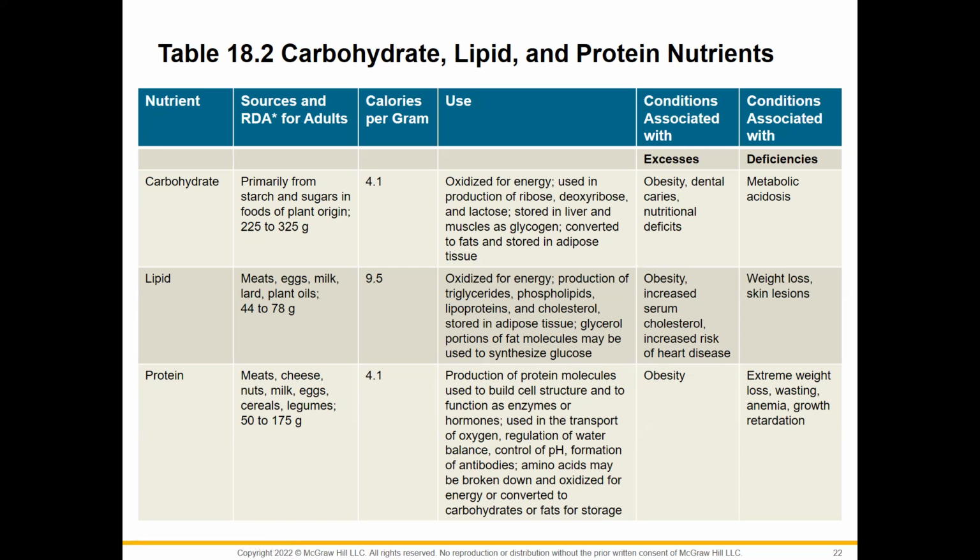So again, if a person is decreasing how much fat they're eating, that does not necessarily mean that they won't become obese if they're still eating extremely high amounts of protein or high amounts of carbohydrates.